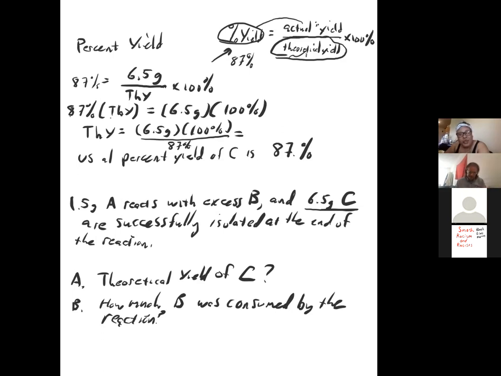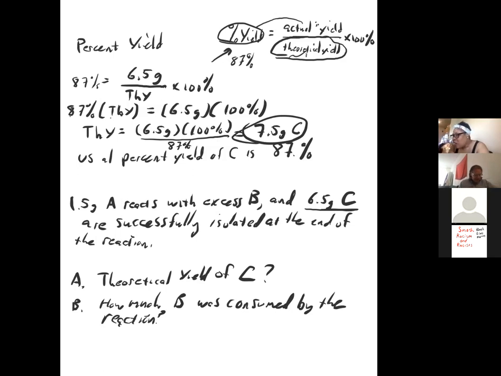6.5. Let me just make sure this is clear. 6.5 times 100 over 87, and you get 7.47. I'm going to round it to the nearest tenth, 7.5 grams. So that's your theoretical yield. So notice the actual yield and the theoretical yield are both in grams. So here's our sort of conclusion from that.